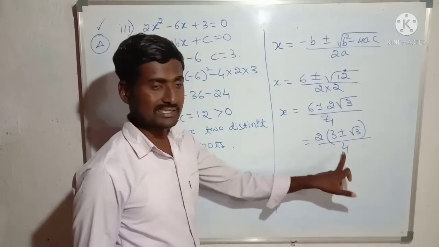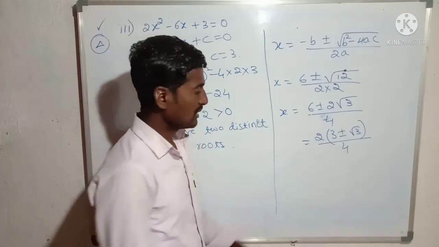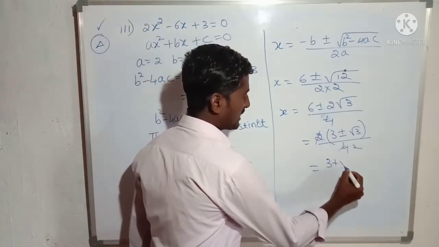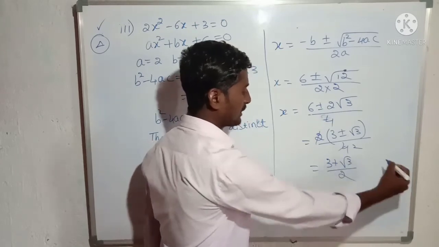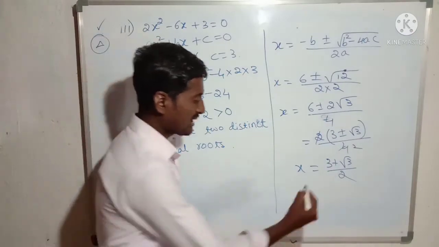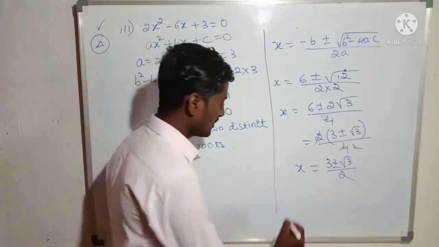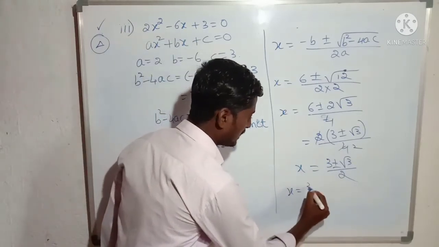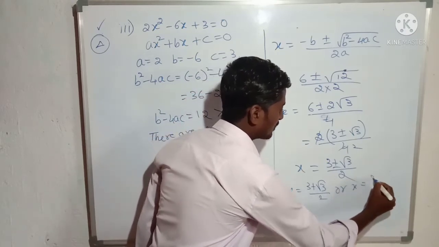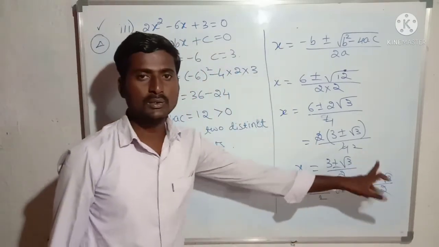Now I can cancel this. Here I cannot cancel, here also I cannot cancel. We can cancel 2 1s are 2, 2 2s are 4. So remaining is 3 plus or minus root 3 divided by 2. So this is x. Now plus or minus: first I will take plus, then minus. So x is equal to 3 plus root 3 by 2, or one more value, x is equal to 3 minus root 3 by 2. These are the two roots.